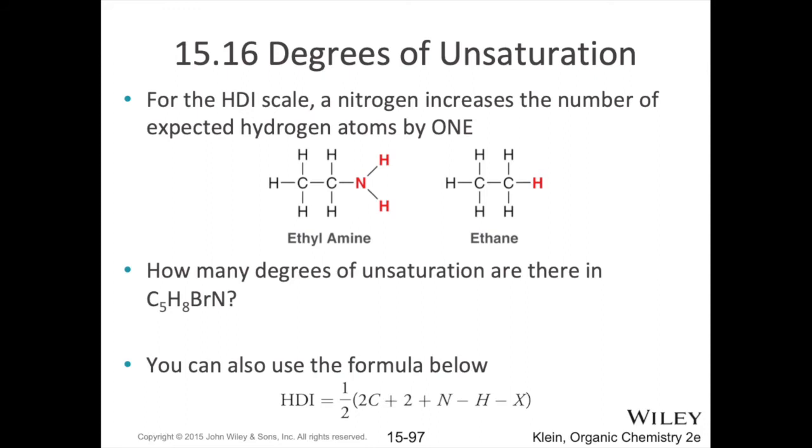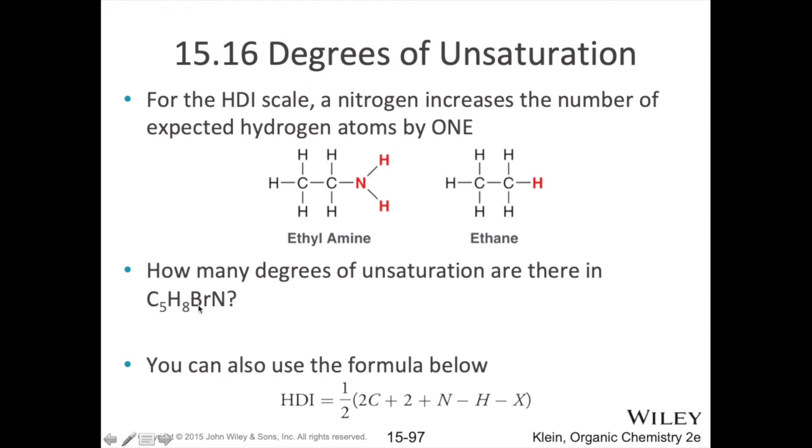If you have a saturated compound, it's going to have 1 more hydrogen than you would expect. Okay, so let's try that again with an example. Look at C5H8Br(N) and ask yourself, how many degrees of unsaturation are there in this molecule? Well, if there are 5 carbons, there should be double that plus 2, so 10 plus 2 is 12 hydrogens, out of which we've got 8 hydrogens.